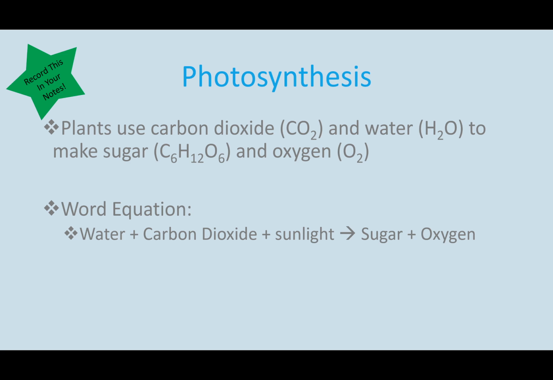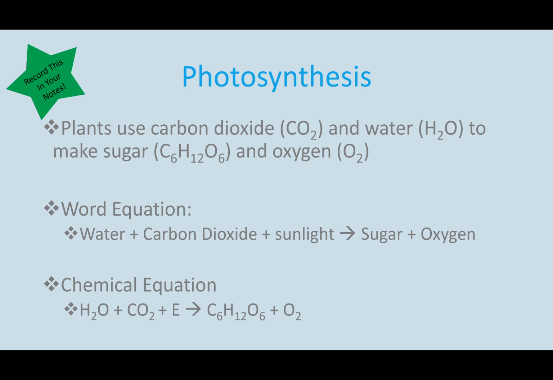So basically, if we were to represent photosynthesis as a word equation, we would see it as water plus carbon dioxide plus sunlight equals sugar plus oxygen. And if we want to write it as a chemical equation, we have H2O plus CO2 plus E for the energy equals C6H12O6, which is just the chemical formula for sugar, plus O2, or oxygen.